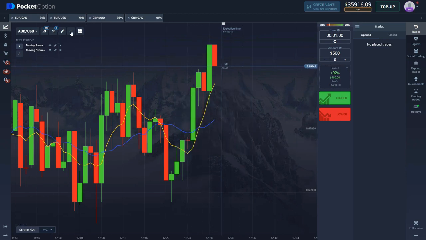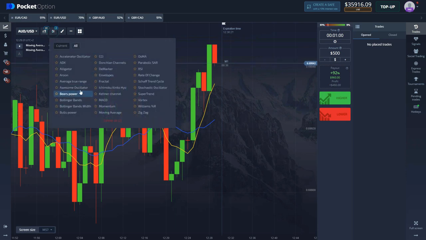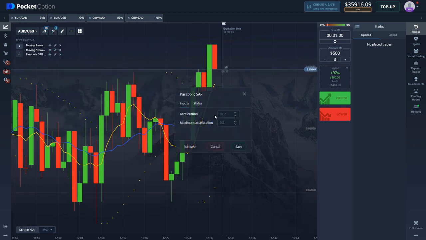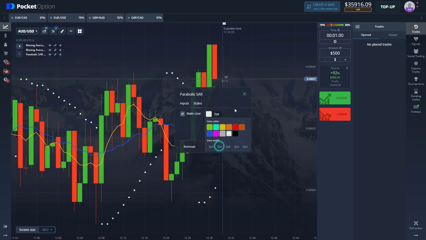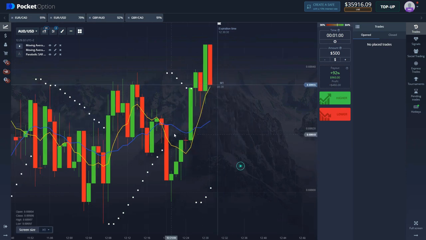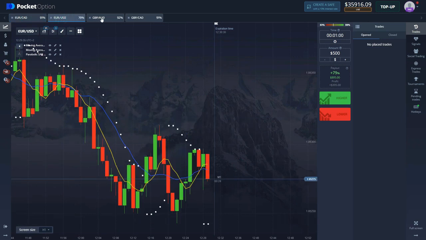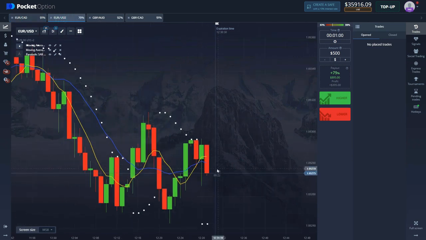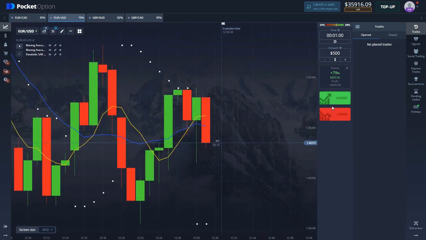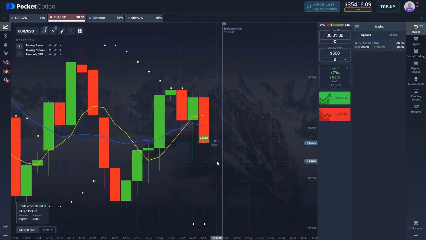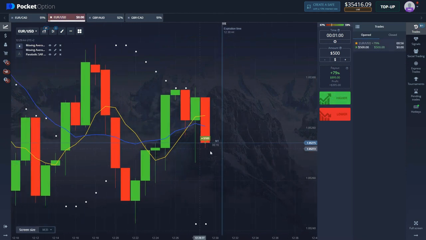Now that you have set up moving averages, we're going to need one more thing, and that is parabolic SAR. So let's go to edit and change the acceleration to 0.3, and then change the color to white and increase the pixels. So basically what we're looking for is the cross, and here we have exactly that. And also parabolic is printing us two dots below, so that means we're taking a 1 minute long position.